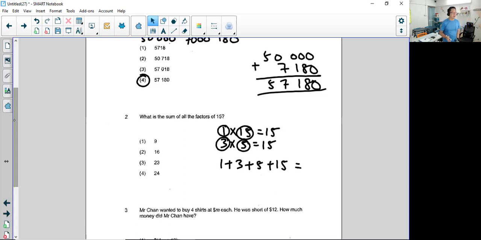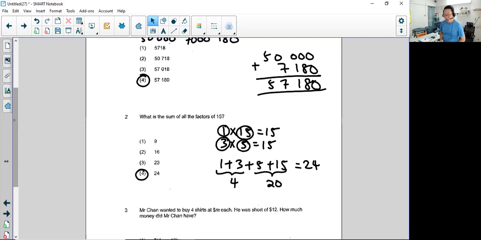Okay, how to do it faster without making a mistake over here? You can actually do pairing. Pair the numbers together, and you will find that it's easier to add the numbers together. So that will be 24. All right, so the answer will be number 4.